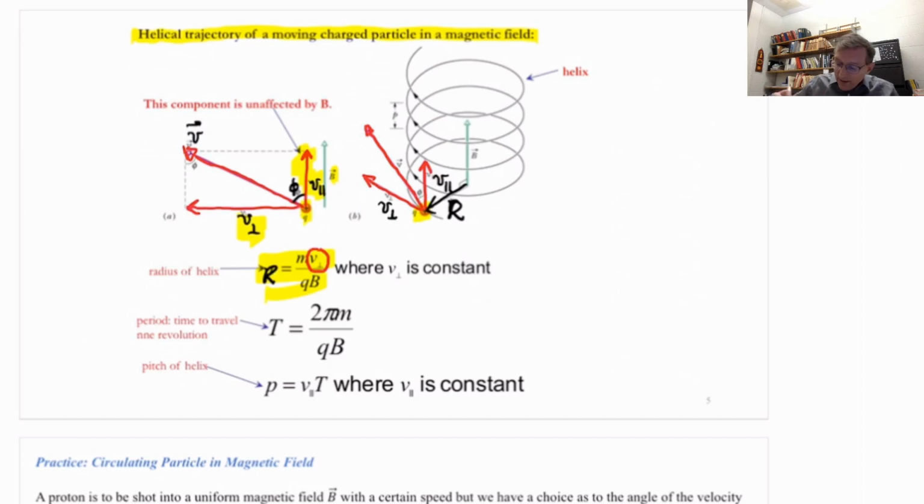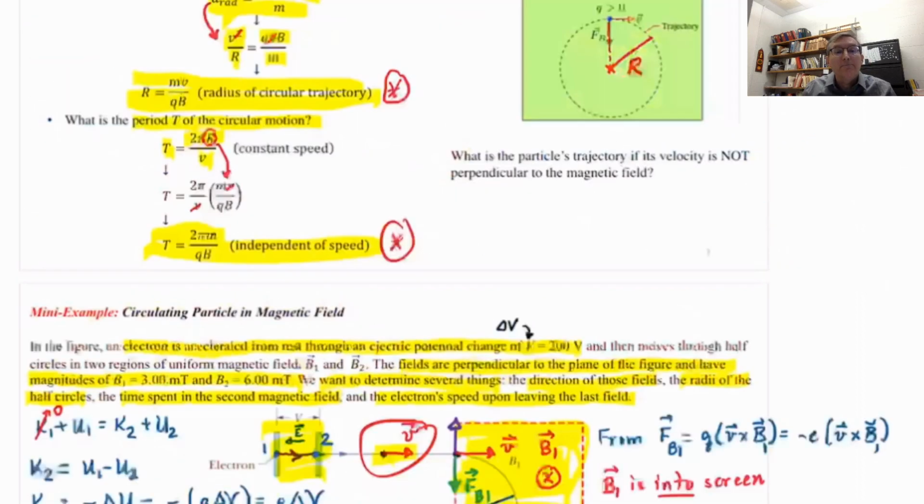The period would be the time to travel once around, one revolution. That would be like going from here in the helix, around and around, until you are lined up vertically again with where you started. That's the time once around. You can still talk about a period like that. And that would be 2 pi m over qB. Same formula I had up here for the period, because that formula doesn't depend on v at all.